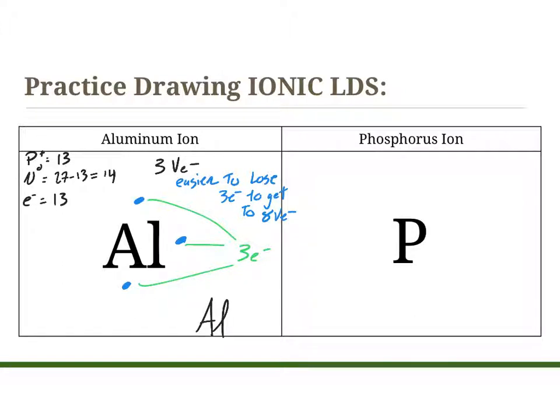Now, if it lost 3 electrons, it's going to have a total of 10 electrons left over, correct? What will aluminum's charge be? Minus 10 electrons, 13 protons. So it's going to be a plus 3.